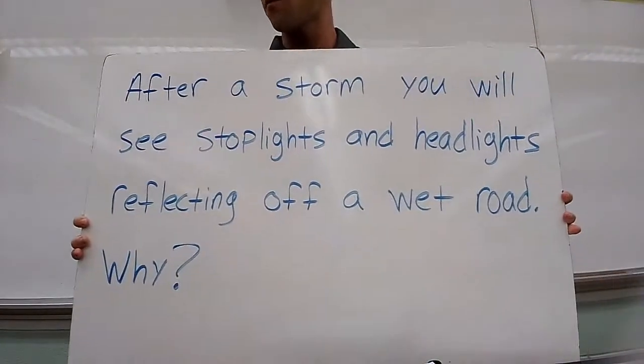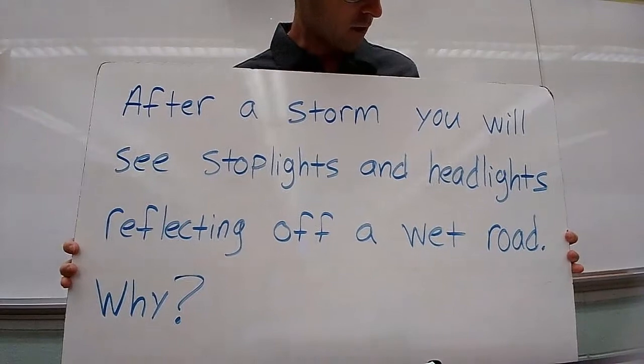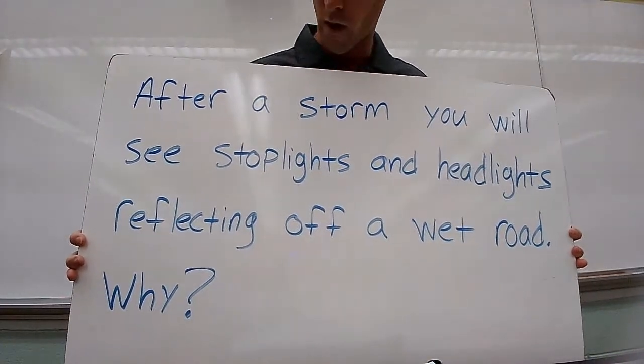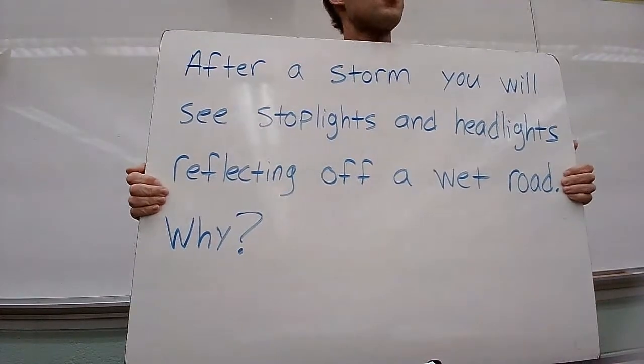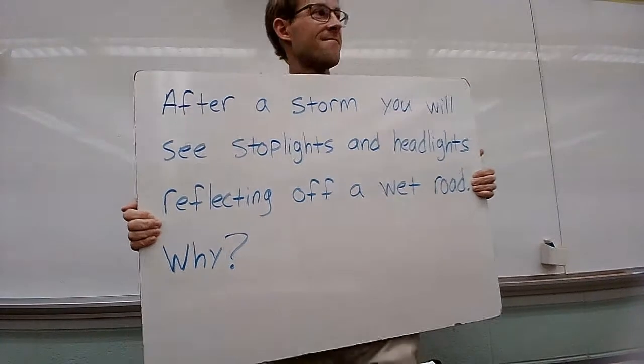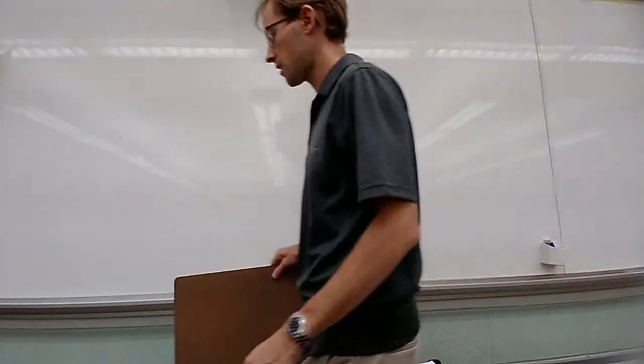Here's the question for the day today. After a storm, you're going to notice some stoplights reflecting off of a wet road. Why do you see that, do you think? Yes? That's exactly right. And that's what you can write down. Light rays bounce off the water. Water acts partially like a mirror. Not completely, but partially.